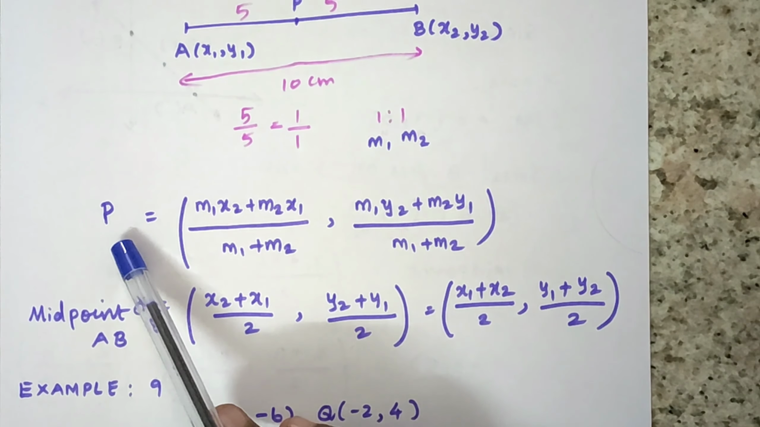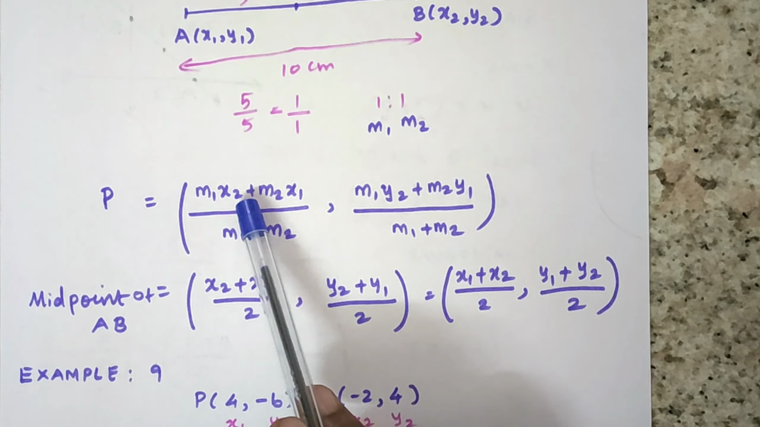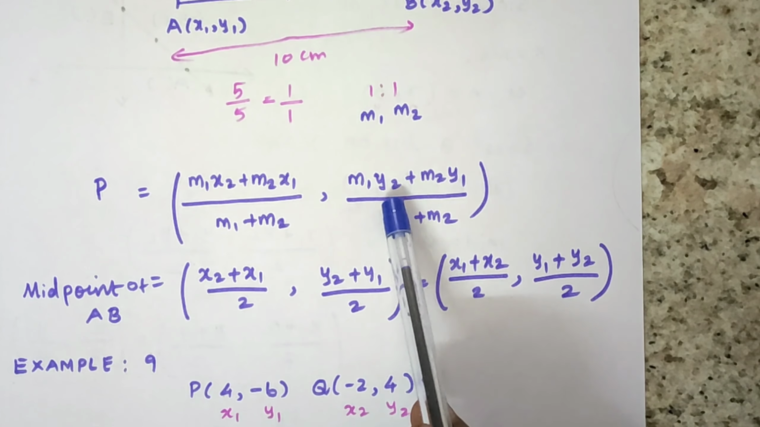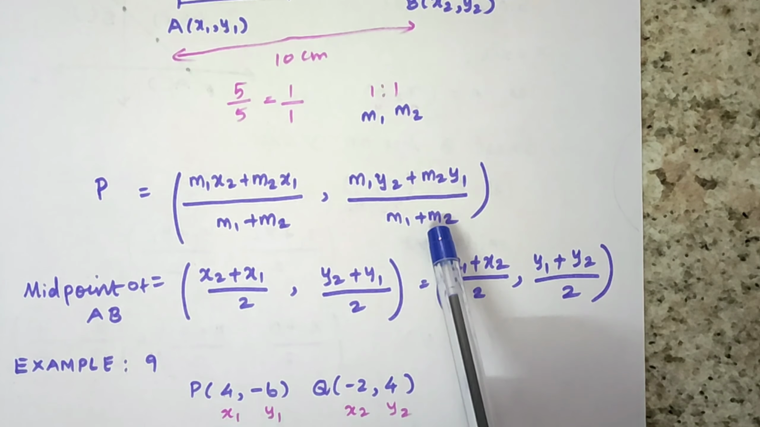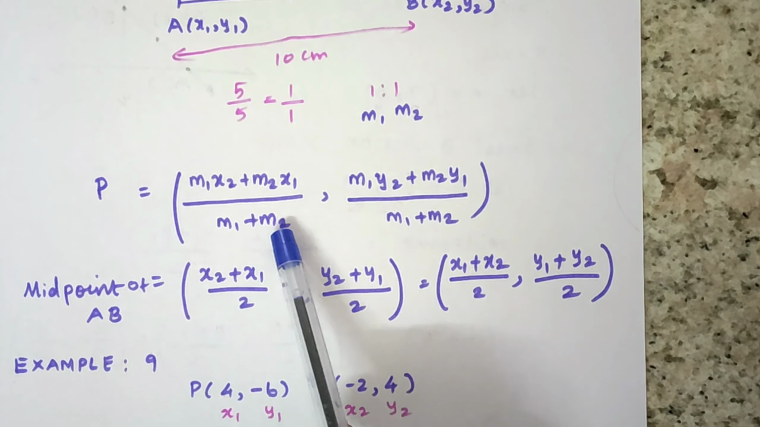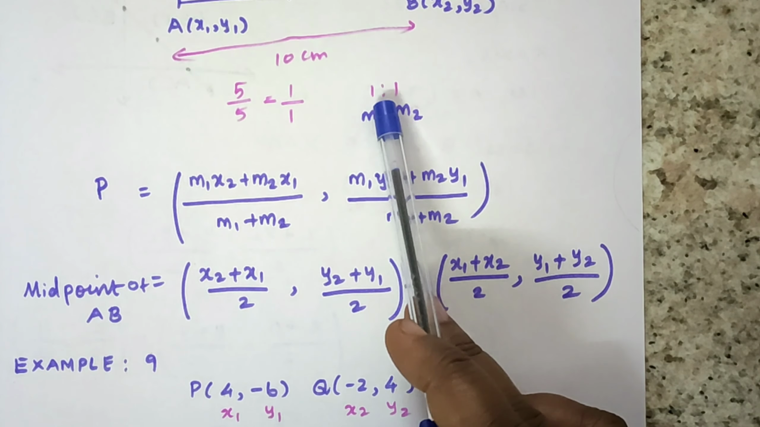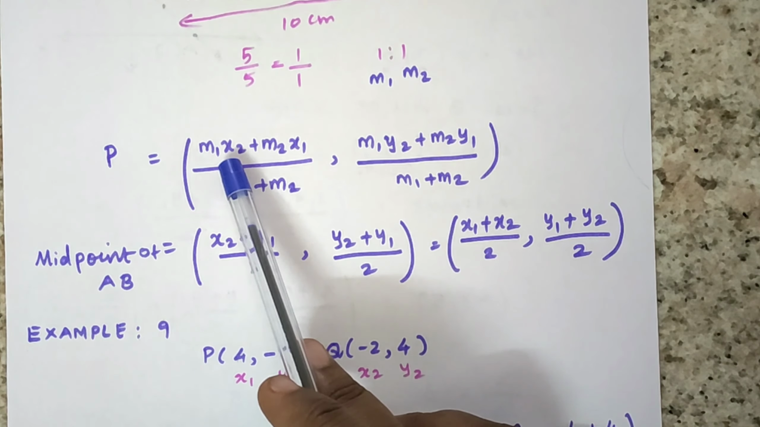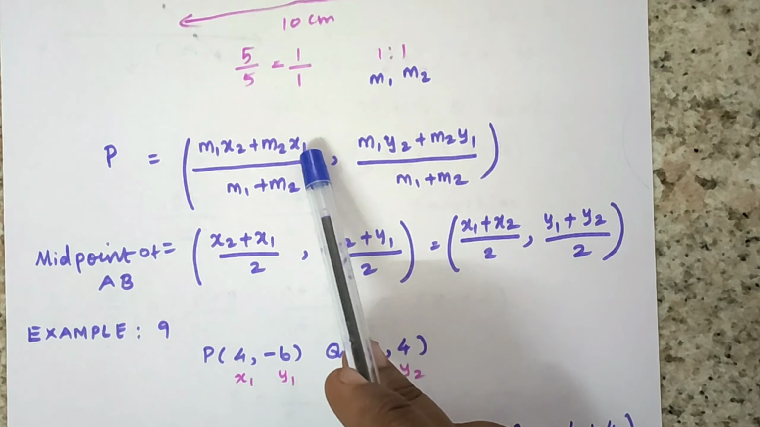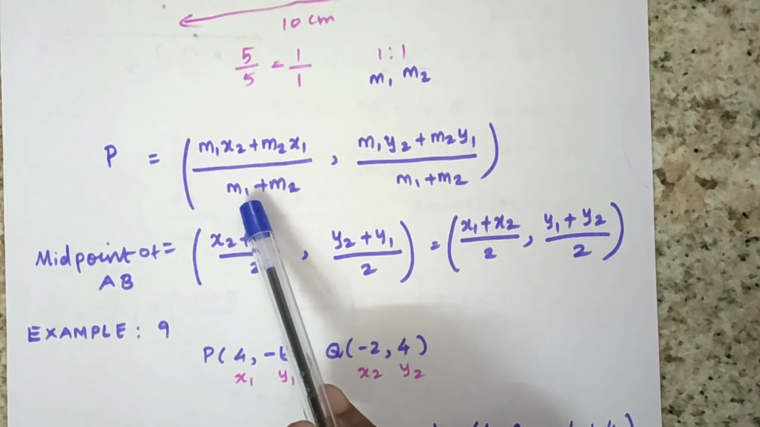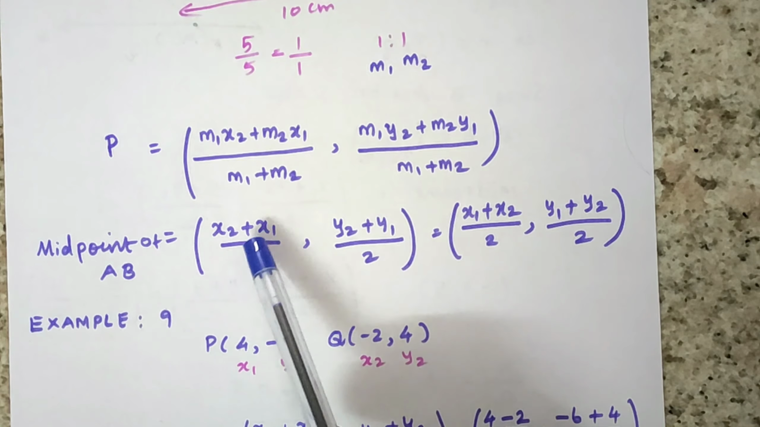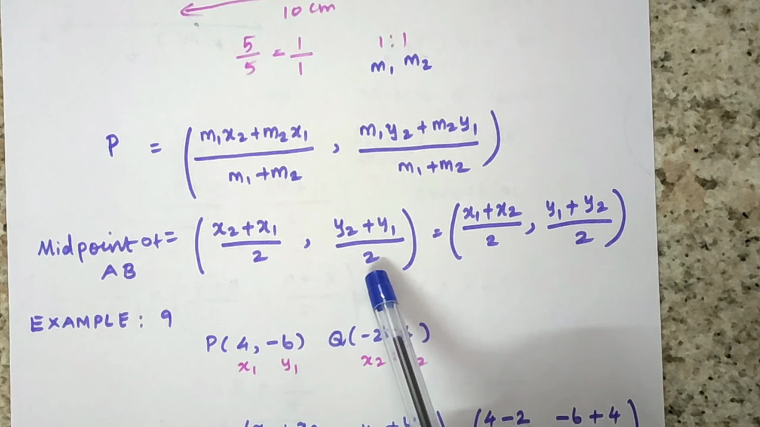We know the section formula: P is equal to (m1 x2 plus m2 x1) by (m1 plus m2), comma (m1 y2 plus m2 y1) by (m1 plus m2). In this formula we have to substitute 1 in place of m1 and 1 in place of m2. So 1 into x2 is x2, then 1 into x1 is x1. Here the denominator is 1 plus 1, which is 2. So midpoint equals (x2 plus x1) by 2, comma (y2 plus y1) by 2.